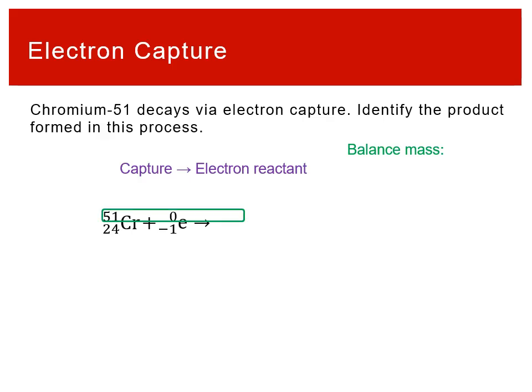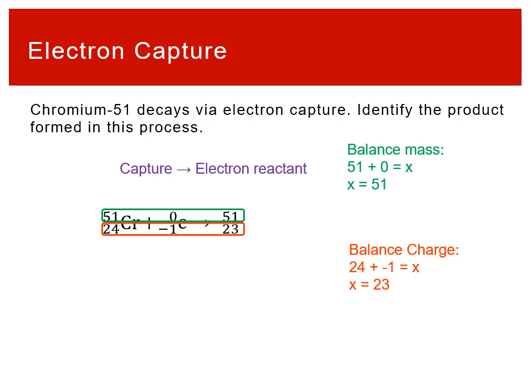I need to just balance mass. It's going to be the 51 plus the 0. No mass goes in, so the mass of the daughter will be 51. Balance my charge, 24 and -1. Add those together, and I'm going to get 23. So I'm going to have a mass of 51. It doesn't change in electron capture. And then I'm also going to have an atomic number of 23. I can look it up. That is vanadium. So when chromium-51 undergoes electron capture, it becomes vanadium-51. That is the product formed in this process.